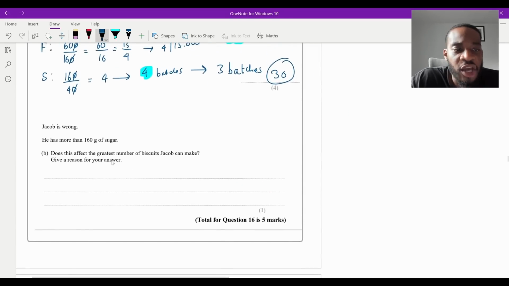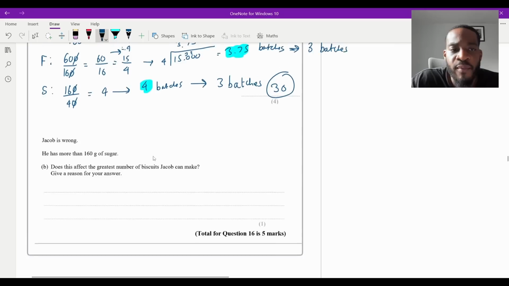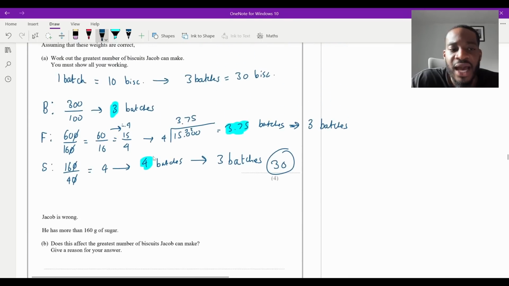Now, part B says Jacob is wrong. He has more than 160 grams of sugar. Does this affect the greatest number of biscuits Jacob can make? Give a reason for your answer. Okay, well, remember, how did we decide what was the number of batches we could make? It was the smallest number, which is 3. This was a bit more, we had to bring it down. This was too much, we had to bring it down.